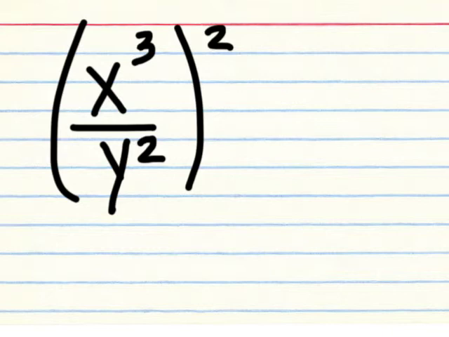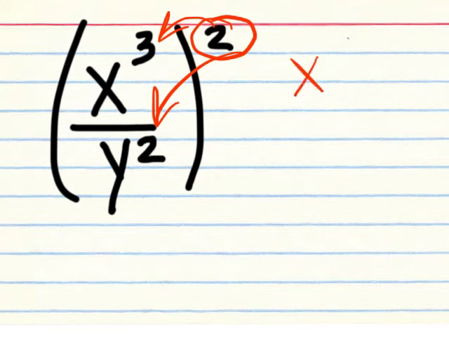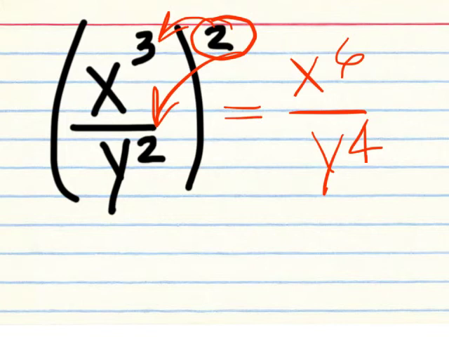X to the third over y to the second, that quantity squared. You're going to do the same thing as you did in the last set of problems where the exponent on the outside is distributed to the ones on the inside. So you would have x to the 6th, y to the 4th for an answer. Distribute the 2 from the outside to the exponents on the inside. That's it. X to the 6th over y to the 4th.